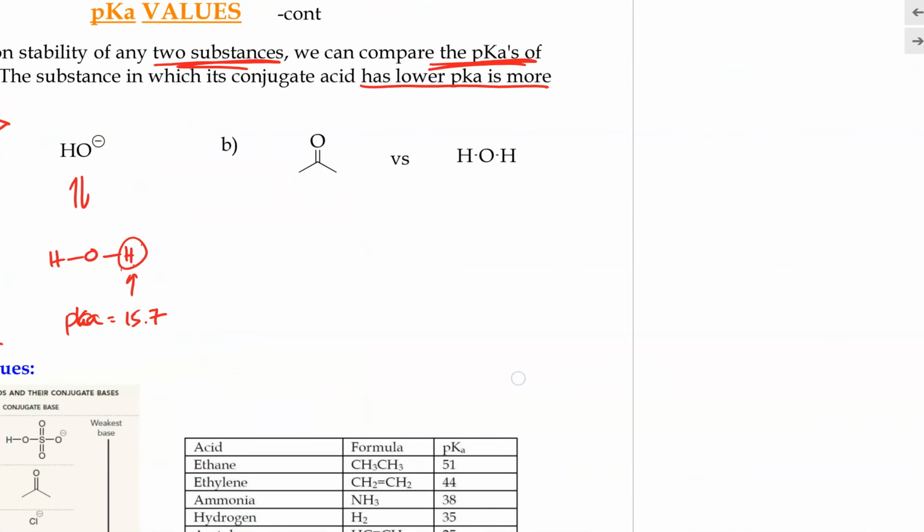And now let's try another example. When the electron is located in acetone versus the electron in water, which of the substances has a more stable set of electrons? And again, we can do this by finding the conjugate acids of these two substances and comparing the pKa. So the conjugate acid of acetone will be this substance. And the conjugate acid of water would then be the hydronium ion.